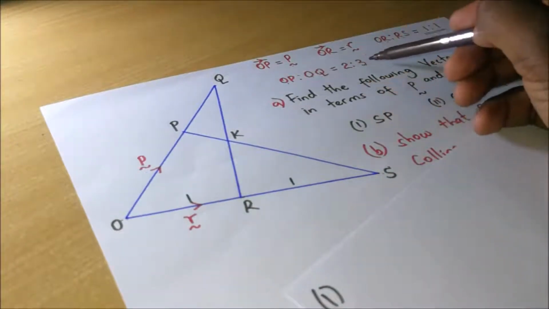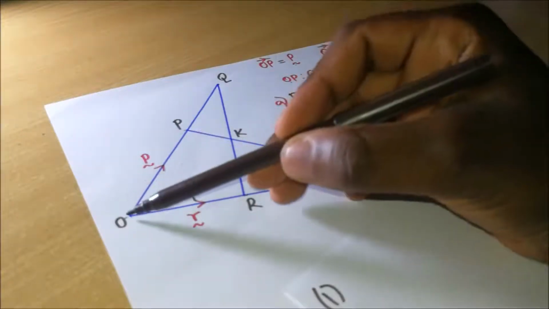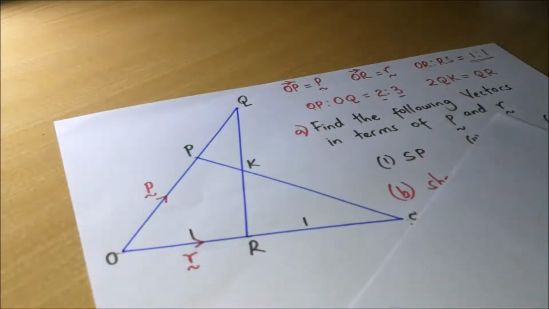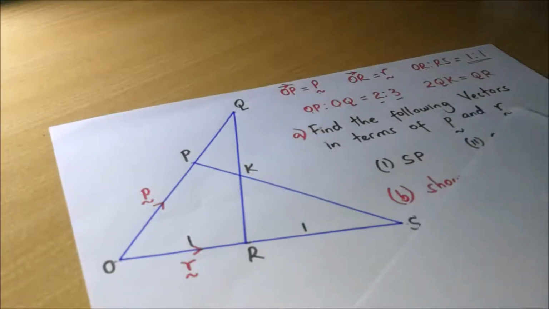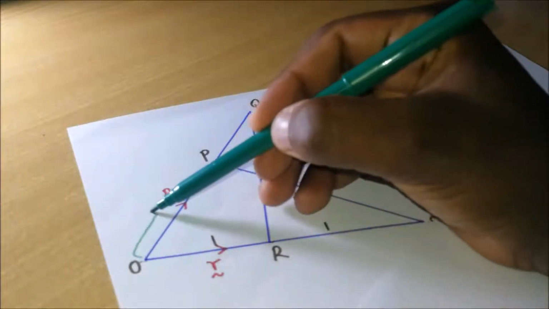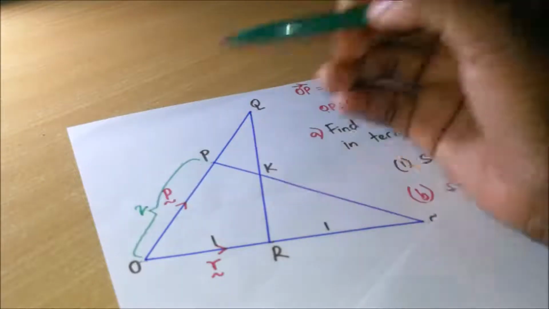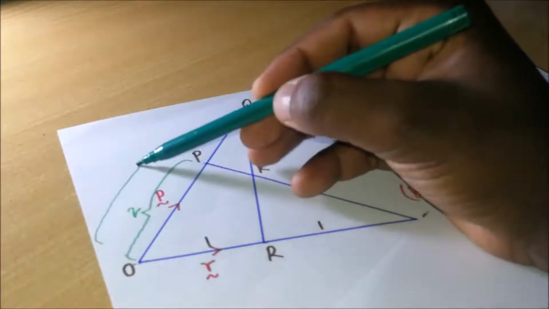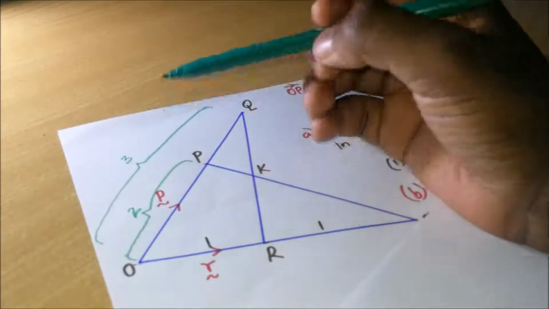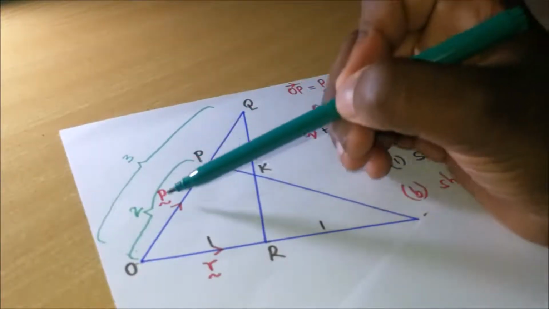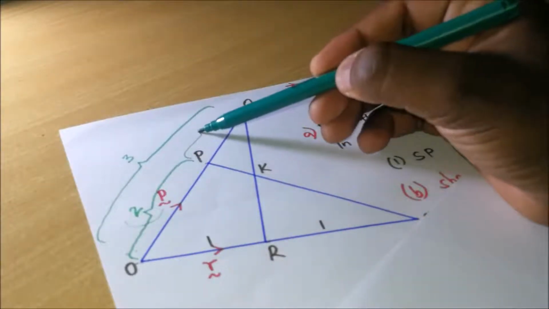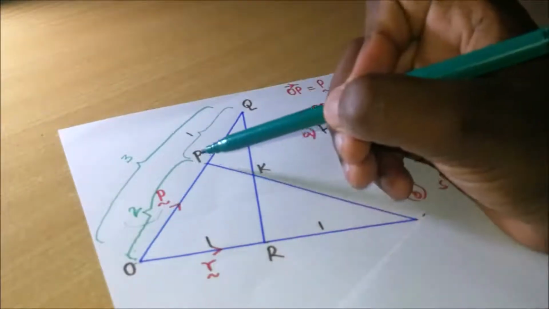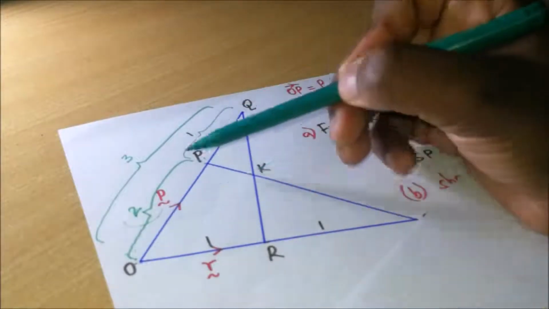Then we have OP to OQ is 2 to 3. So we have O to P, then O to Q. The ratio is 2 to 3. How do we interpret this on our diagram? OP is 2 parts, so from O to point P is ratio 2. Then OQ is 3 parts. So if OP is 2 parts, then OQ is 3 parts, and the remaining part is 1 to make the 3. In other words, OP to PQ would be 2 to 1.